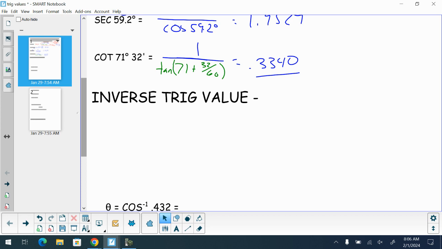And what I'm going to do is put the process in reverse, and it's going to be confusing to you if you're not writing things down. Okay, we're going to look at inverse trig functions.